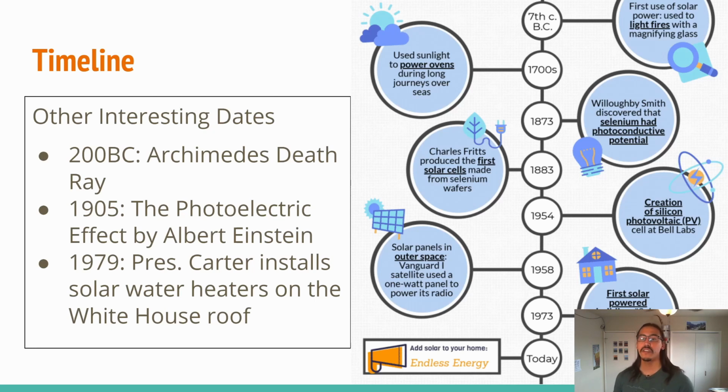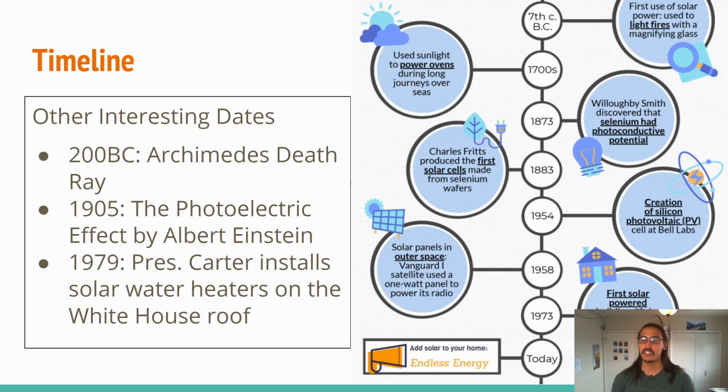Between 1700, the next big advance is 1873, when Willoughby Smith discovers that this material called selenium has photoconductive potential. So this is the first step to solar photovoltaics, because this is the material that generates some electricity in the sun. And indeed, it's only another 10 years before Fritz produces the first solar cells based on that technology. Now, these solar cells were really bad. They could only produce 1% electricity from the sunlight coming in.